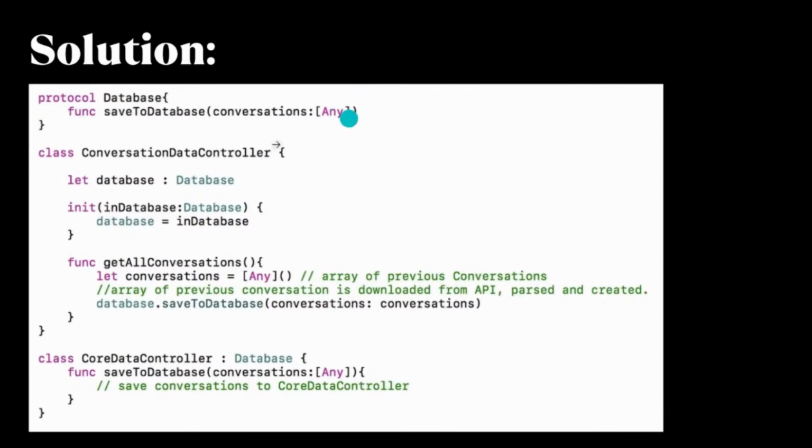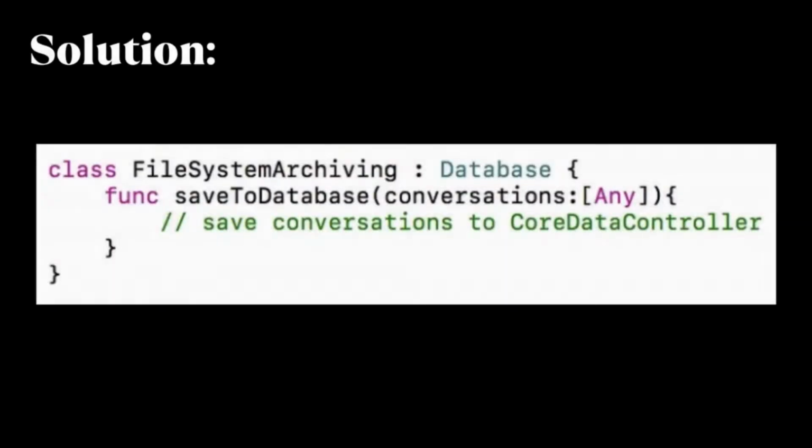So we create a protocol as I already mentioned, and it is used like this, and we directly inject that protocol in the init. Now we can use the conversation data controller without any hassle in another app which uses file system archiving for the database, just by including the file system archiving class as shown in this image.